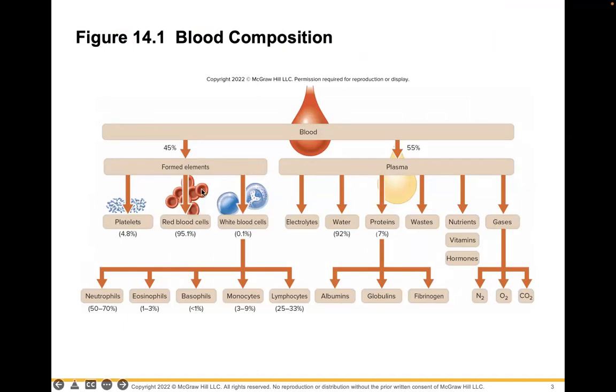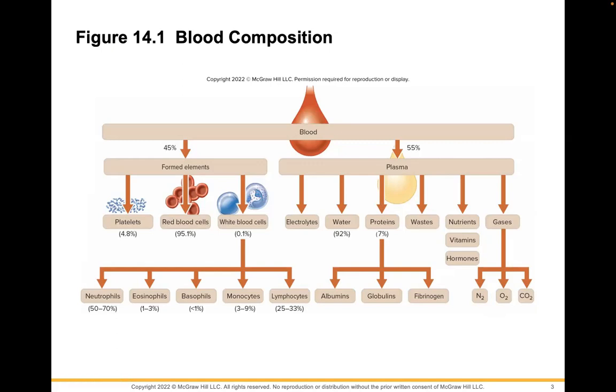Red blood cells are biconcave discs. We're going to talk more about what that means later. And there's nothing in the middle except for hemoglobin. Their main function is to carry oxygen and carbon dioxide. And you'll see here, you have 3 gases in your plasma: nitrogen, oxygen, and carbon dioxide. The 2 to focus on are oxygen and carbon dioxide.